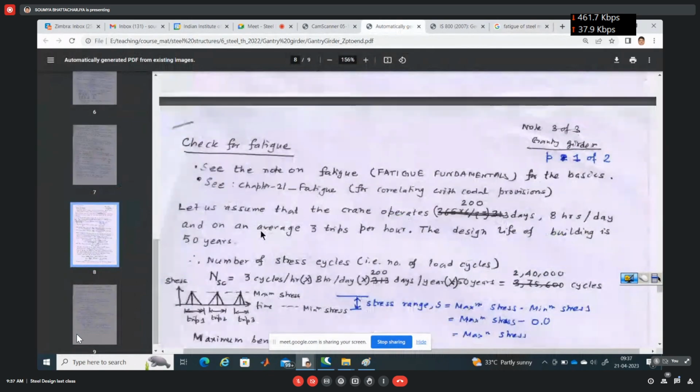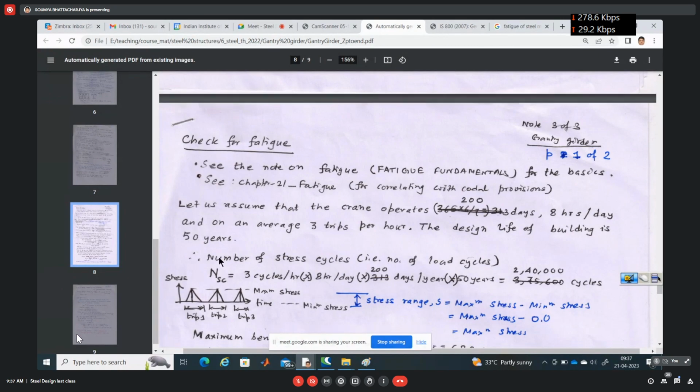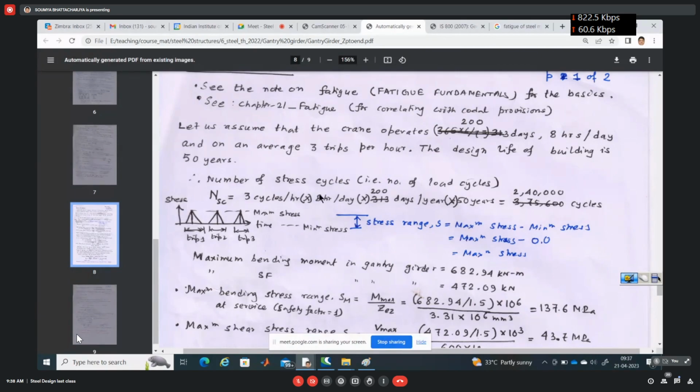In this case, the gantry girder has a moving load which operates over the girder over the years. So at first we assume that the crane operations are 200 days in a year, 8 hours per day, and on average 3 trips per hour. And the design life of the building is 50 years. Then the number of stress cycles becomes 3 cycles per hour, 8 hours per day, multiplied by 200 days per year, multiplied by 50 years. So over its entire lifespan, the gantry girder is subjected to 2,40,000 cycles of crane operations.